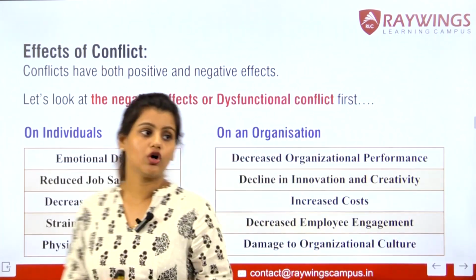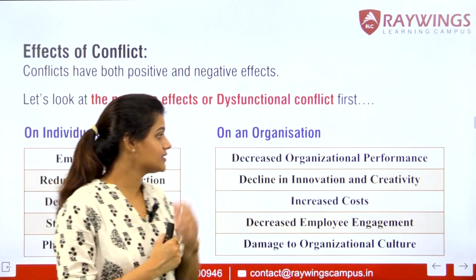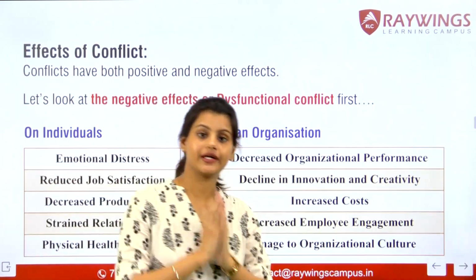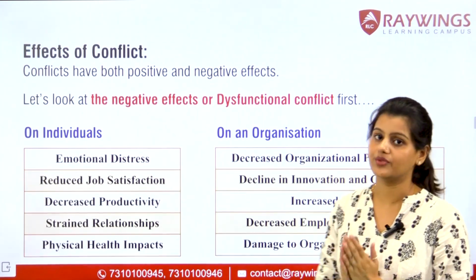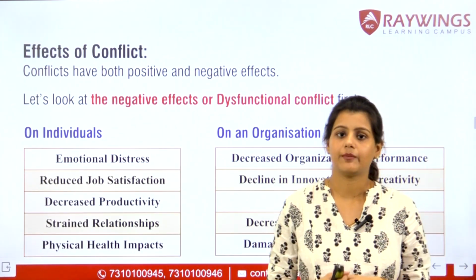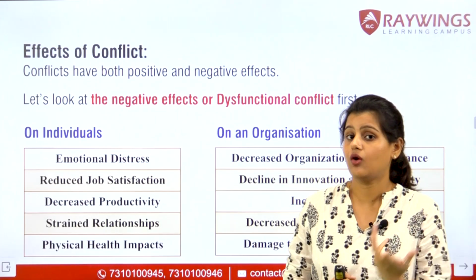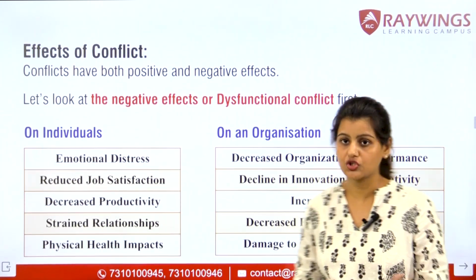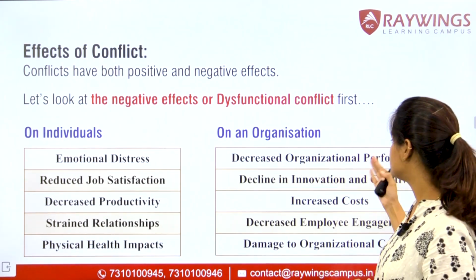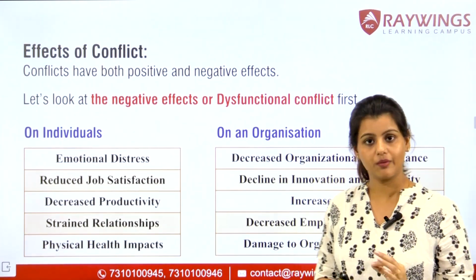Then if we talk about the organization, what is the effect of a negative conflict on an organization? The first is decreased organizational performance. If the employees are not happy, if they are having conflicts, then how is it possible that the organization will be able to do well? Of course not, right? So that is why it will lead to decreased organizational performance.